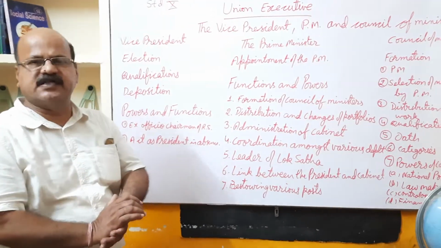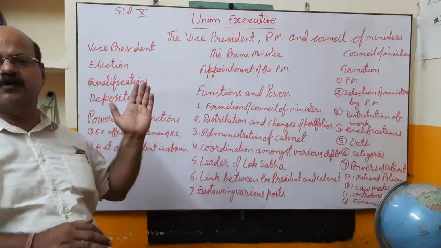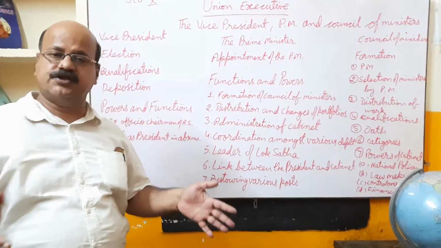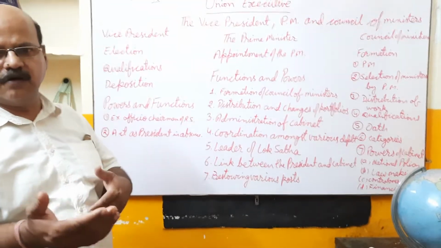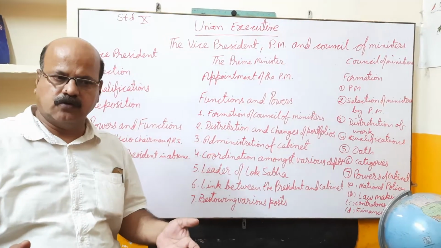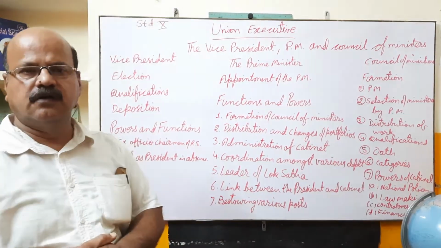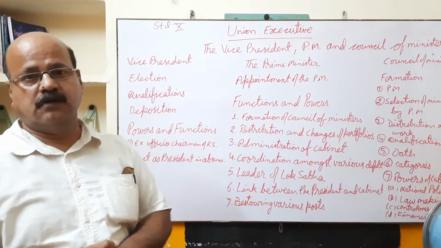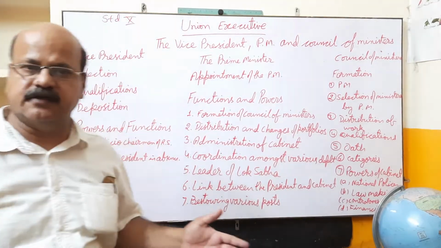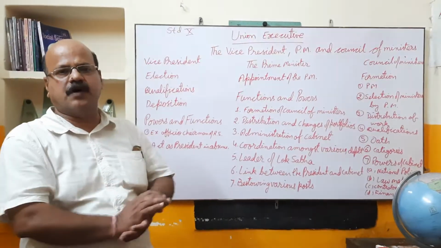Powers and functions of the vice president. The vice president is the ex-officio chairman of Rajya Sabha. He is not a member of Rajya Sabha, but he is the chairman of Rajya Sabha. This is called ex-officio chairman, and because of that, he does not have the right to cast his vote during the voting on bills in the Rajya Sabha. But in case there is any indecisiveness over any subject, then the vice president can cast his vote, and this is the most important power of the vice president.